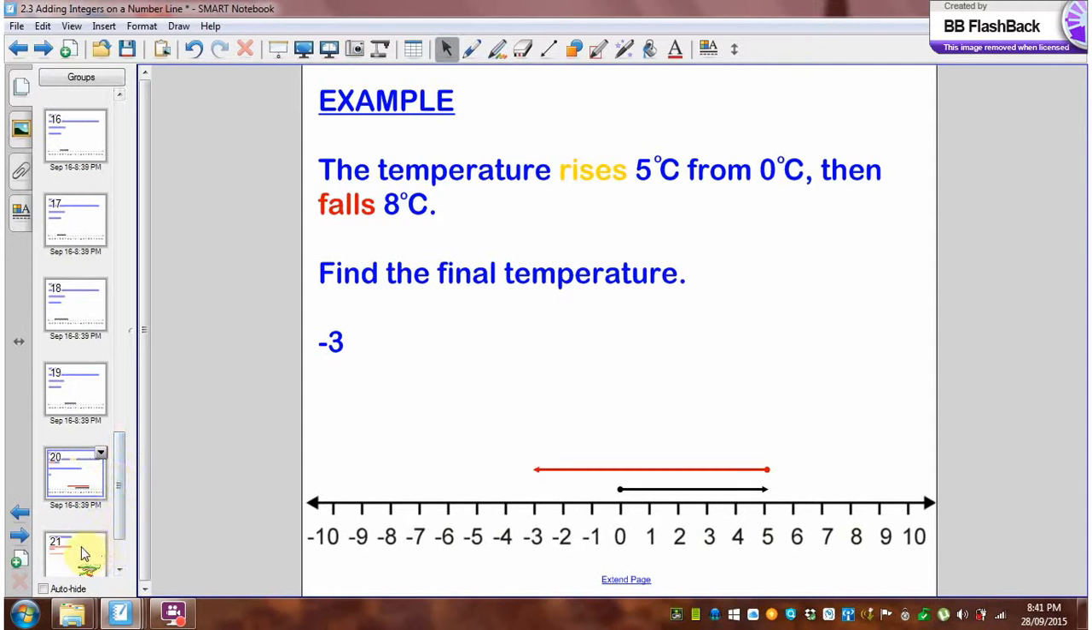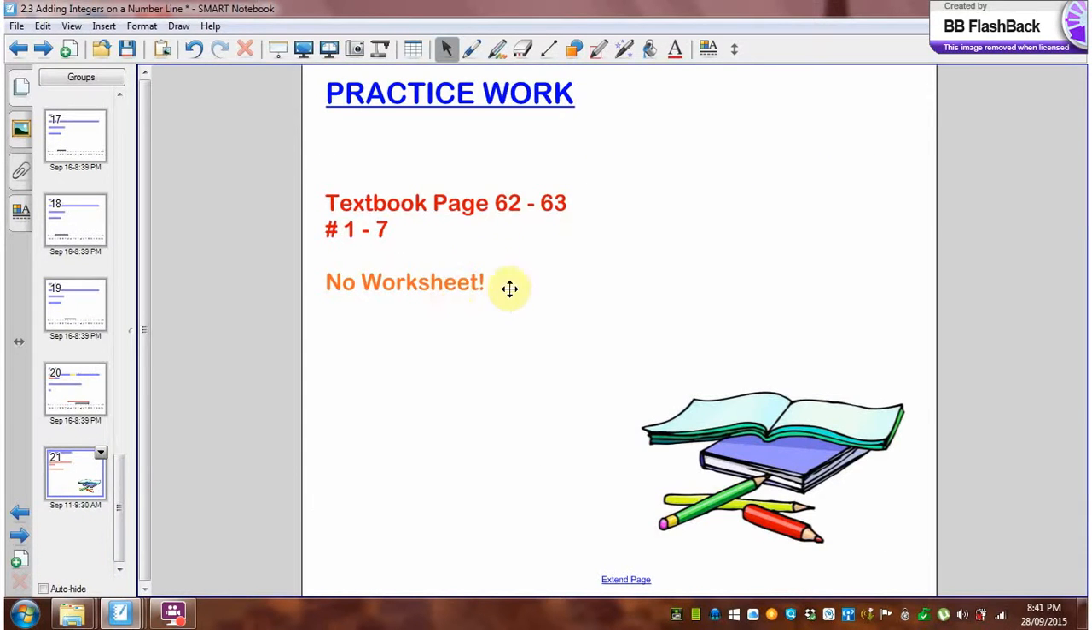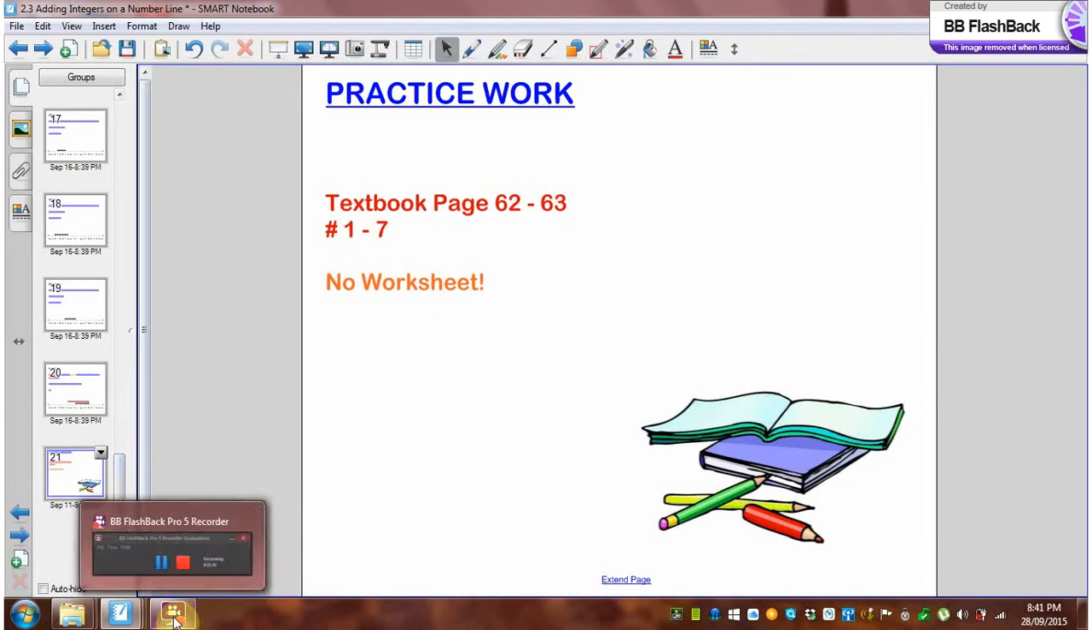So speaking of practice work, here's the practice work that goes with this. There's no worksheet. I just want you to do number 1 to 7 on pages 62 and 63. Good luck with it, guys. Let me know if you have any issues.